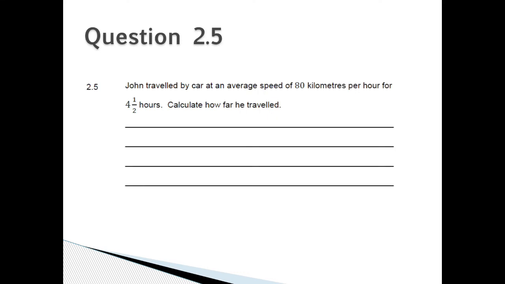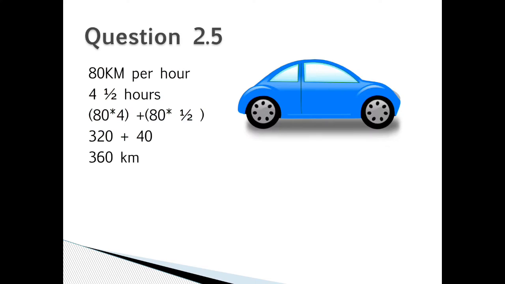Question 2.5. John traveled by car at an average speed of 80 kilometers per hour for 4.5 hours. Calculate how far he traveled. If he was going 80 kilometers per hour for 4.5 hours, 80 times 4 plus 80 times the half is going to give you 320 plus 40, which is 360 kilometers.